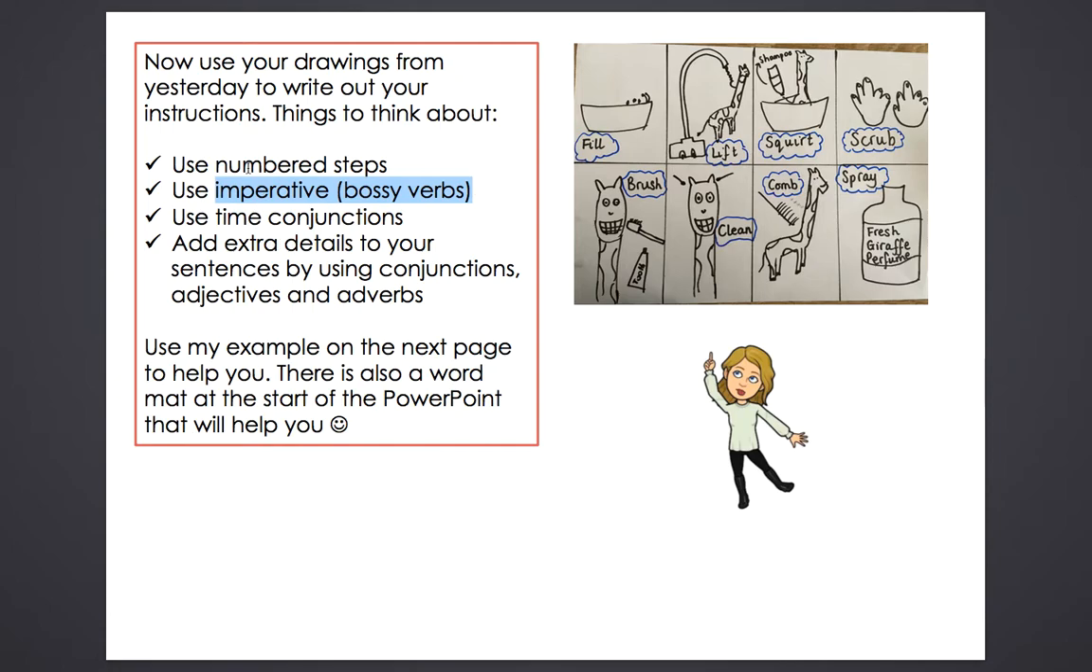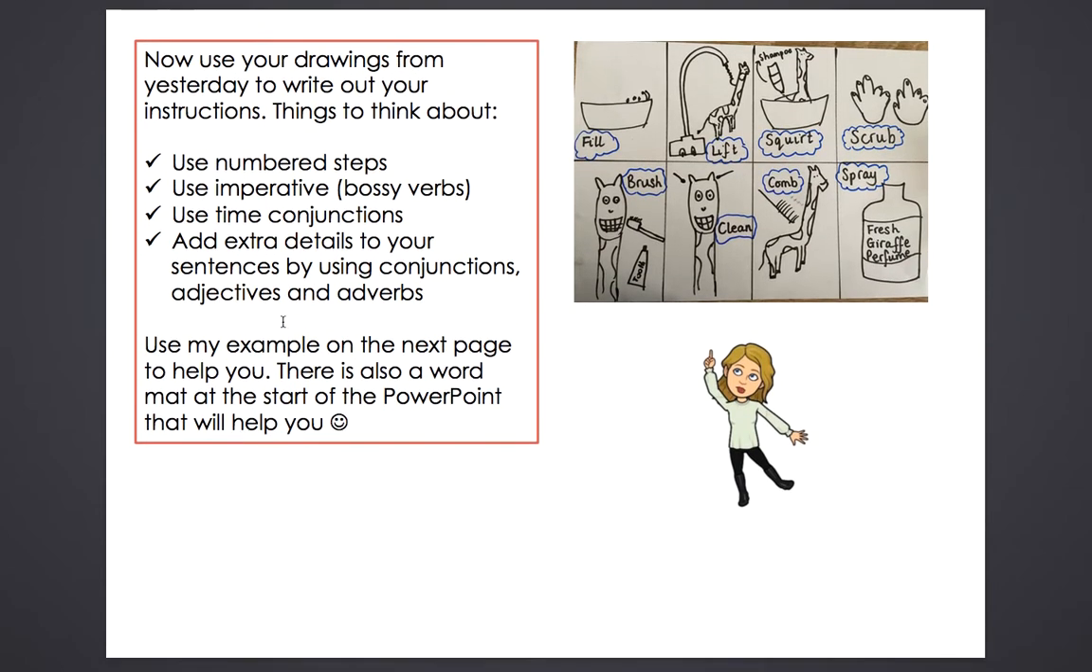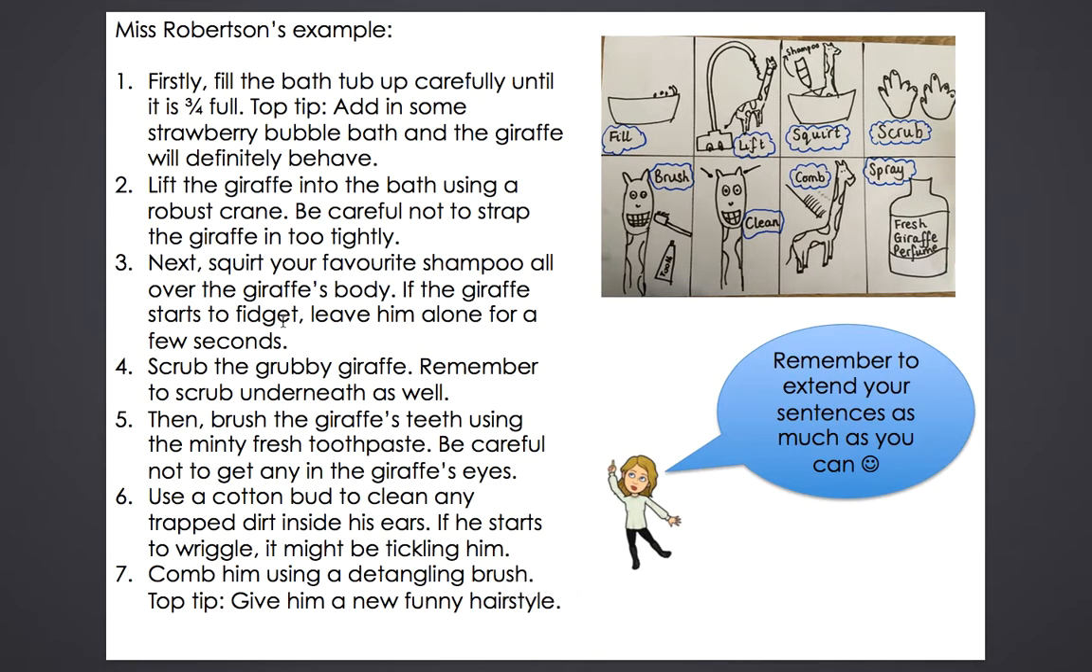We looked at, didn't we, this week, using time conjunctions like firstly, secondly, next, finally, so that the reader knows exactly what order to do things. Okay, and we also thought about how we could add extra detail to our sentences using adjectives and adverbs like quickly or carefully. Okay, so I've done an example on the next page to help you.